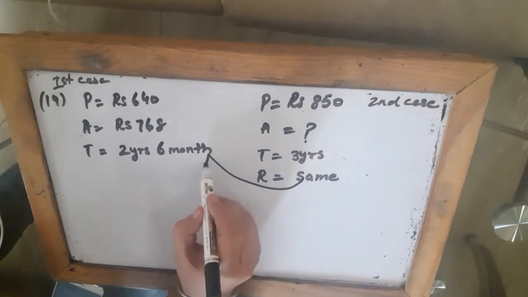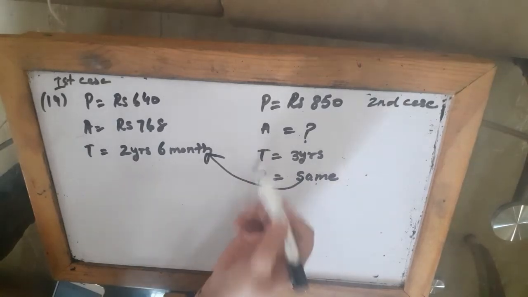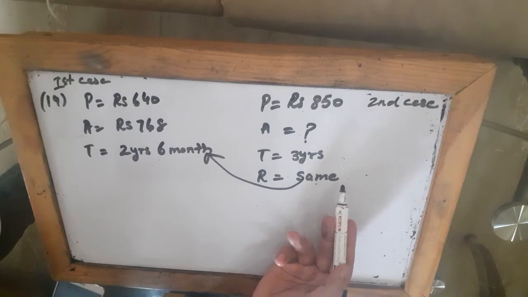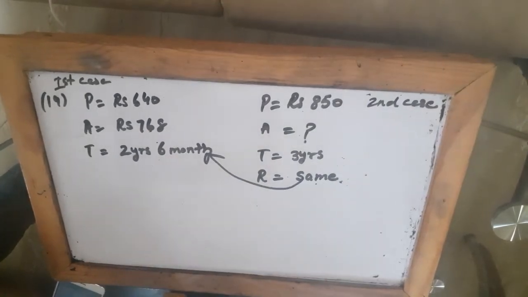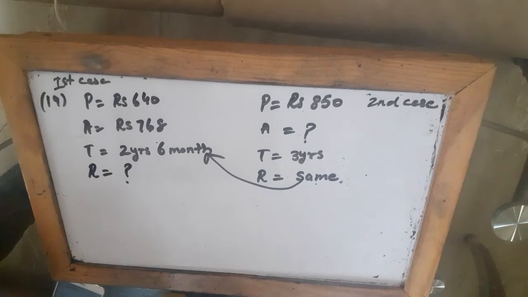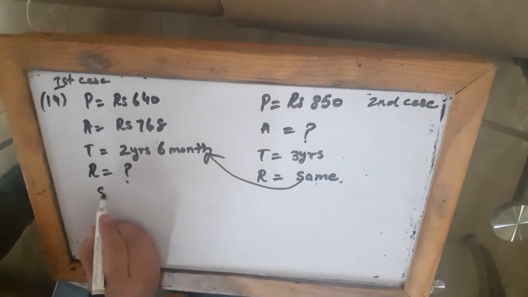Same rate of interest means the rate of interest of the first case is the same. Now I have to find the amount. It means other things I should know. So if they are saying same rate of interest, but here also I don't have the rate of interest, it means that I have to find first the rate of interest of this. The same question like the 18th, in the first case I have to find the rate of interest, and how will I find it?